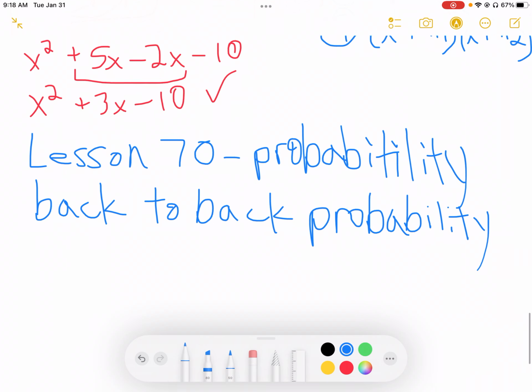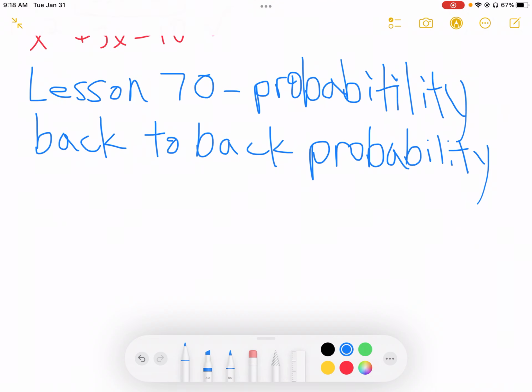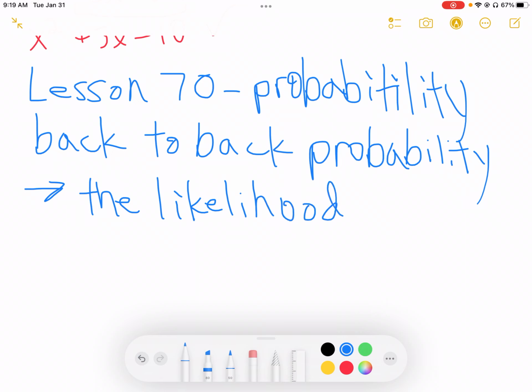Okay, so probability, if we're going to define this, we would just say that it is the likelihood of an event happening. So the likelihood, and how do I spell this thing? Likelihood of an event happening.